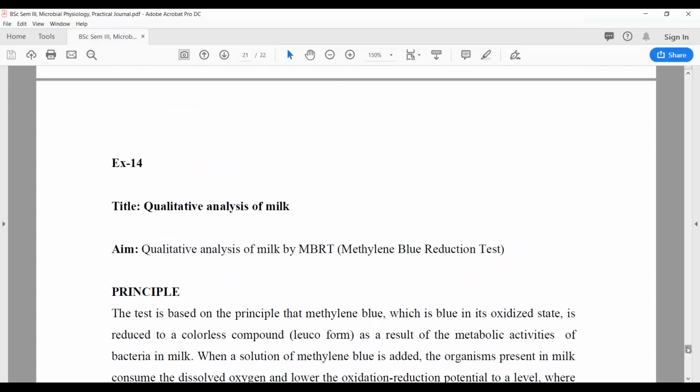So you will start to write your first experiment number, title, aim. Sometimes maybe a principle, sometimes you start with the introduction, or it may have introduction and principle together. Yeah, she is having those journals also. Very good.